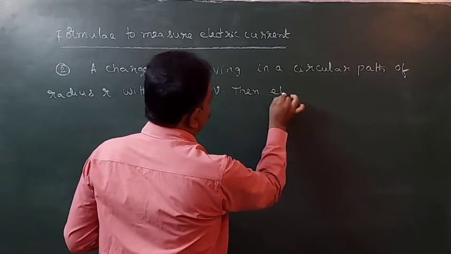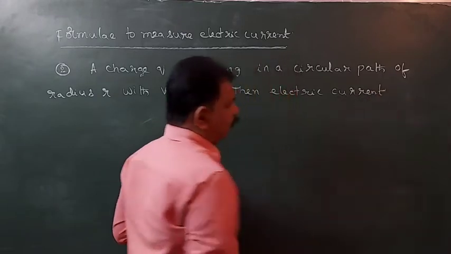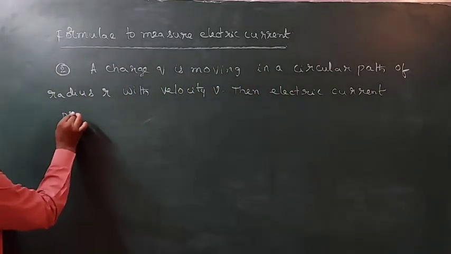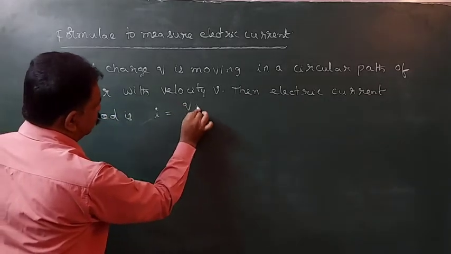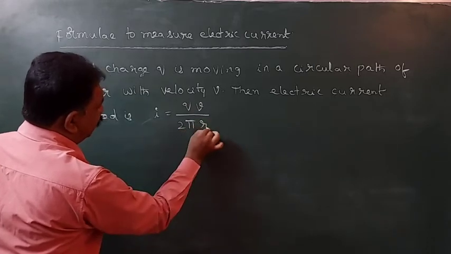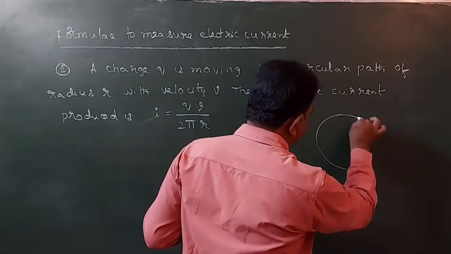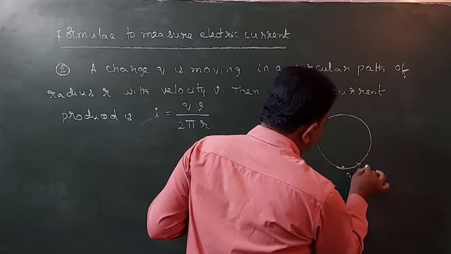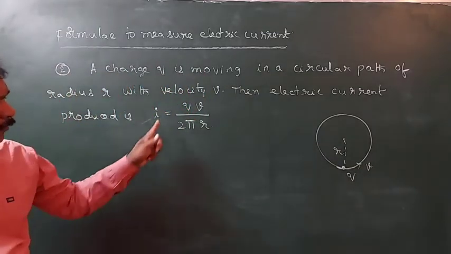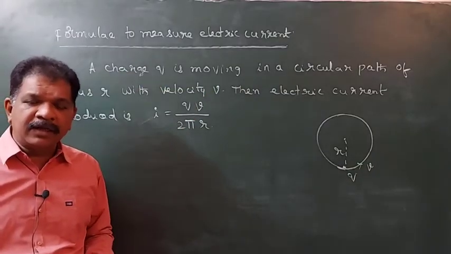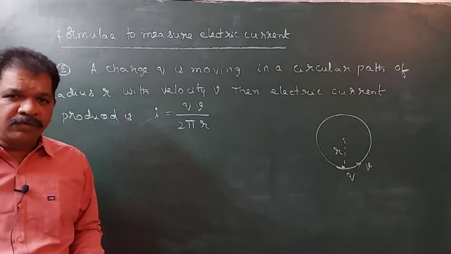Then the electric current produced is I is equal to qv by 2 pi r. Here a charge q is moving in a circular path of radius r with velocity v. Find the strength of the electric current, means I is equal to qv by 2 pi r. This formula we will use.